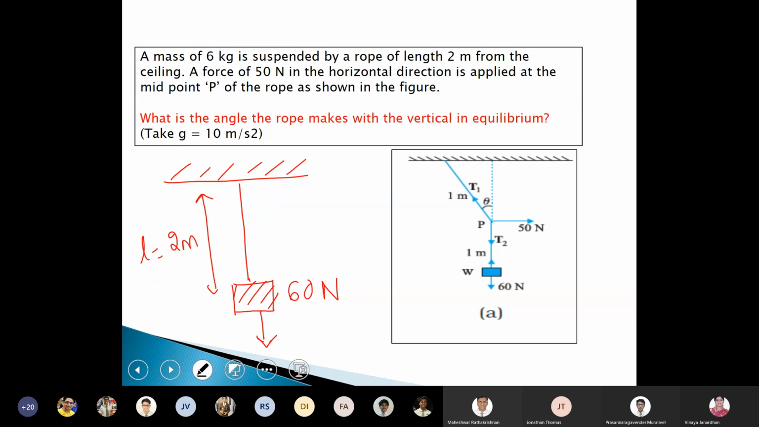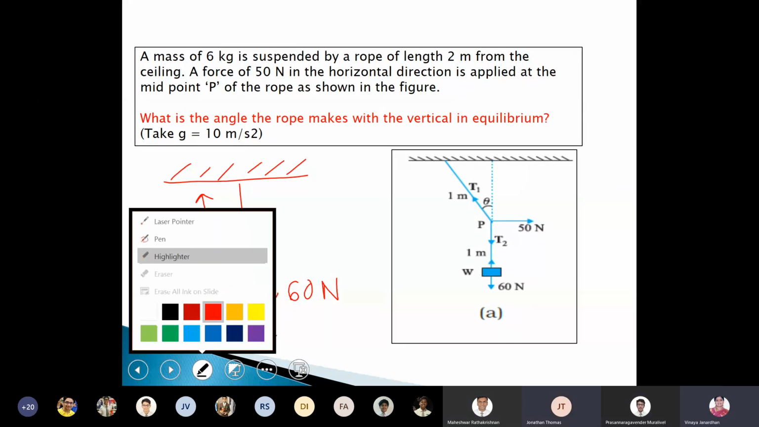The dotted line is a virtual one, nothing is connected along it. This is just the vertical. So at point P, the rope makes an angle theta with the vertical. That is the question. You have to find the angle theta with the vertical. Are you all clear with the question?